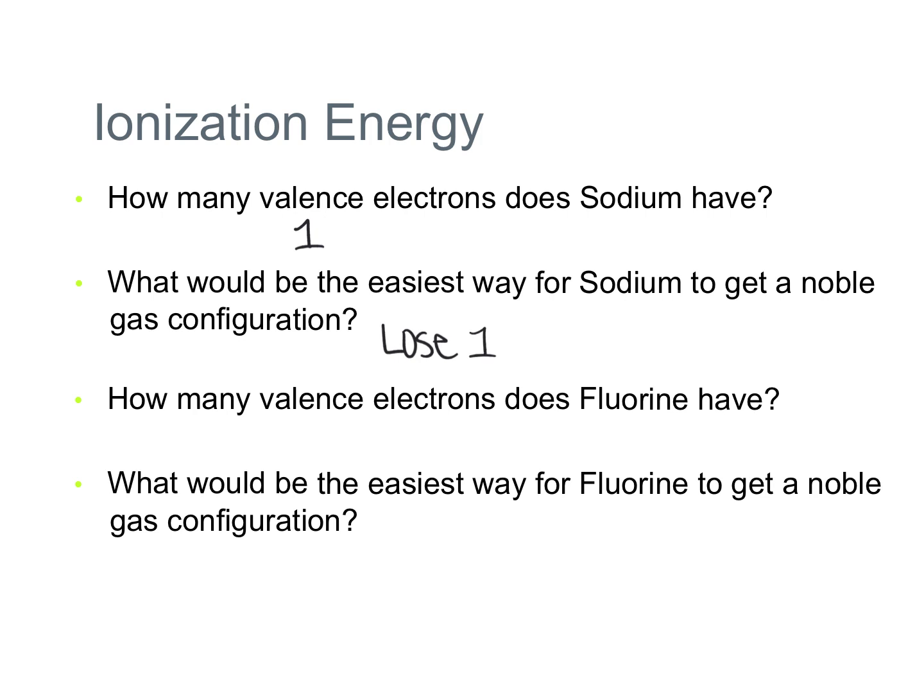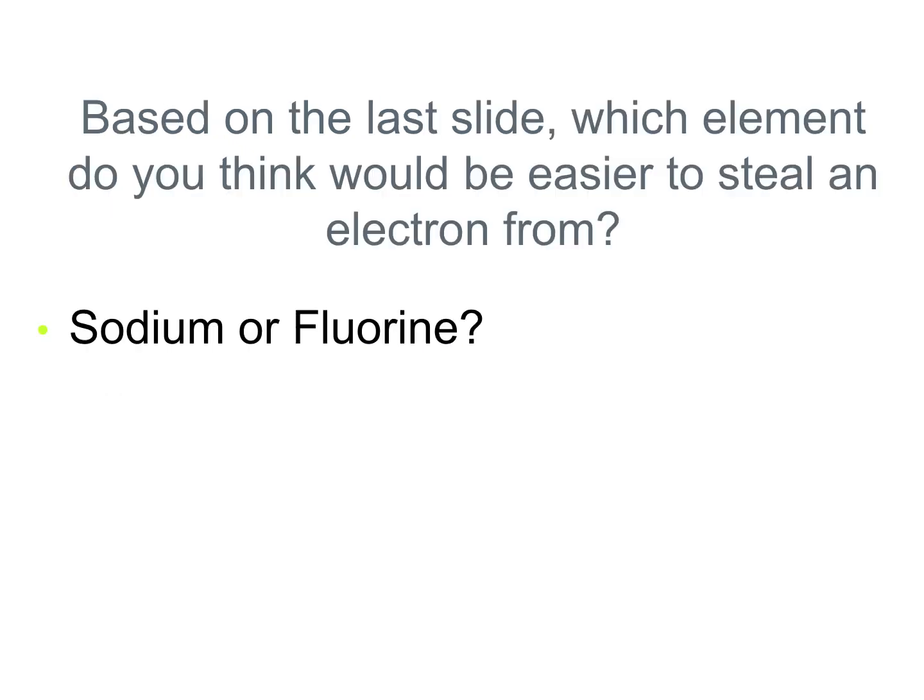So now find fluorine. How many valence electrons does fluorine have? 7. Okay. And how many does it want to have a full shell? Okay. So is it easier to gain 1 or lose 7? Okay, so is everyone with me so far with this idea? Okay, so keep this in mind.